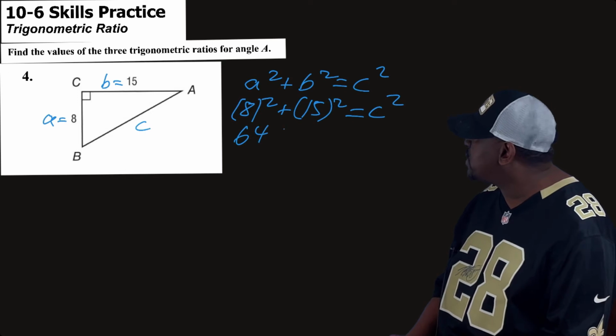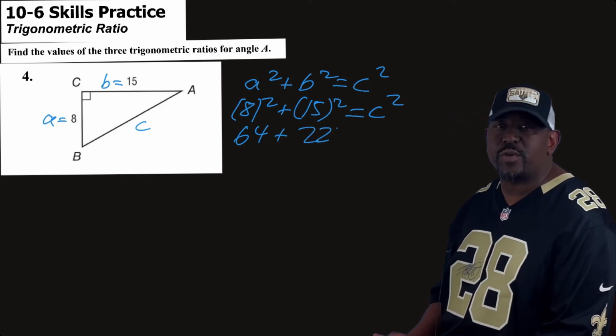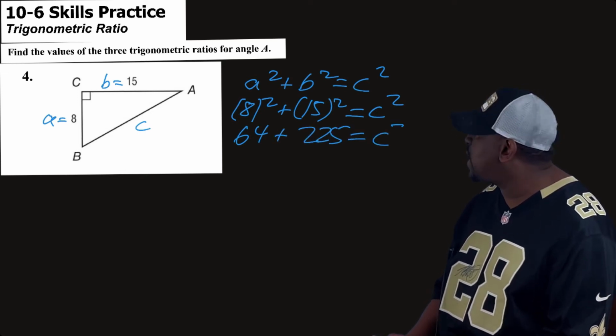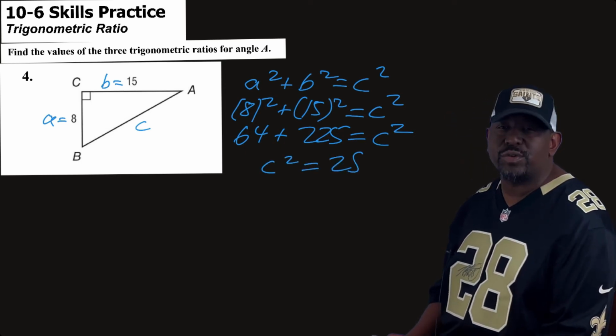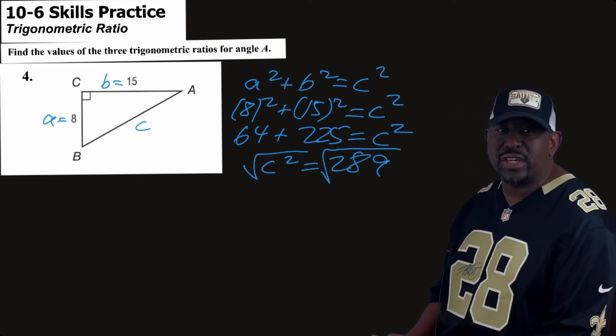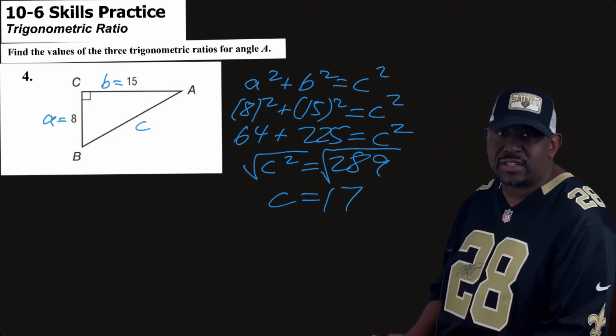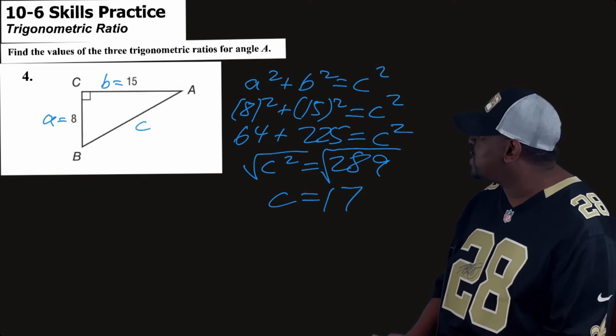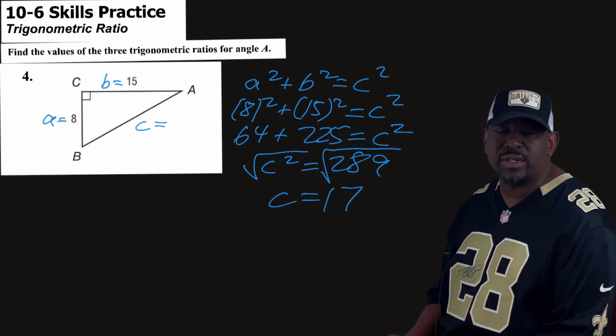So 8 squared is 64. 15 squared is going to equal 225. We add those together, and that must equal C squared. That would be 289. To get C, we do the inverse of both sides, which means we take the square root, and side C will equal 17. That will be the length.